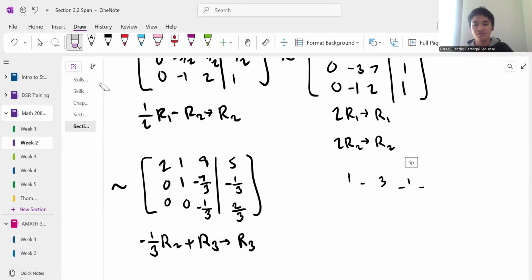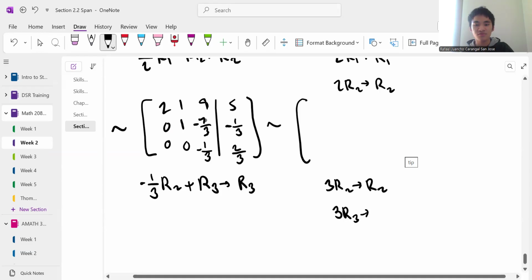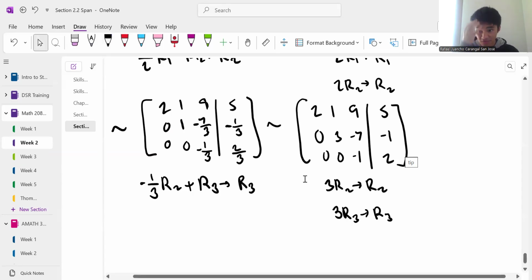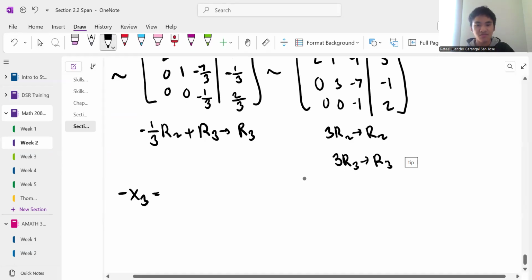Then I can make these nicer looking numbers. I can multiply 3 to row 2 and 3 to row 3. This becomes 0, 3, negative 7, negative 1, 0, 0, negative 1, 2. So now it's in echelon form, so we can find solutions for this. We do a back substitution. Negative x sub 3 is 2, so x sub 3 is negative 2.